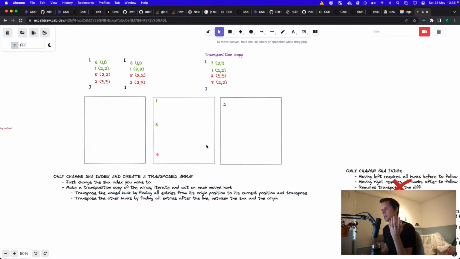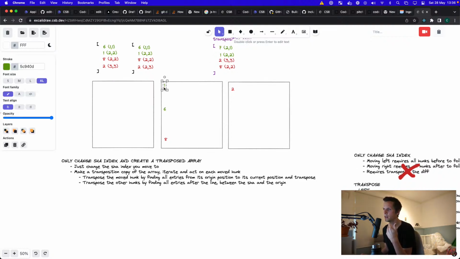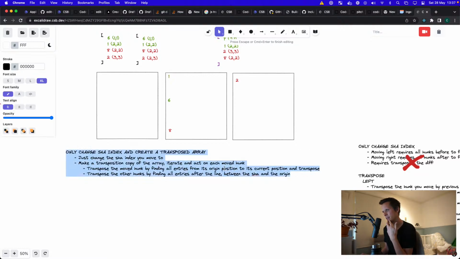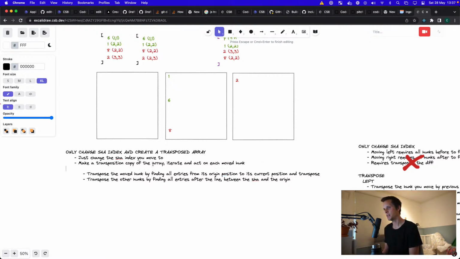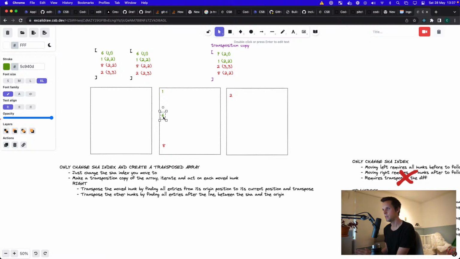So let's do right transposition first. Because what happens now is that line 1 is still from its, okay, no, we have to say, let's be explicit. Right. So in this case we just have to transpose the moved hunk by finding all entries from its origin position to its current position. So that is everything that happened up to this point. So that means that this now happens on line 7.